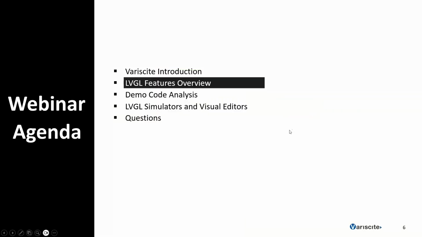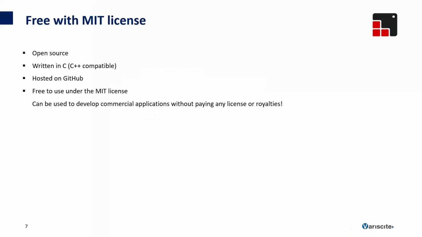Now let's talk about the features of LVGL. We briefly introduced this framework in the previous webinar. Let's summarize the main features. It's an open source framework, completely written in C, but compatible with C++. It's hosted on GitHub. It's completely free under the MIT license. This allows customers to develop commercial applications without any royalty fees.